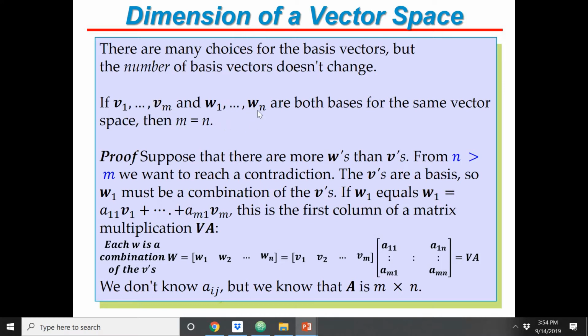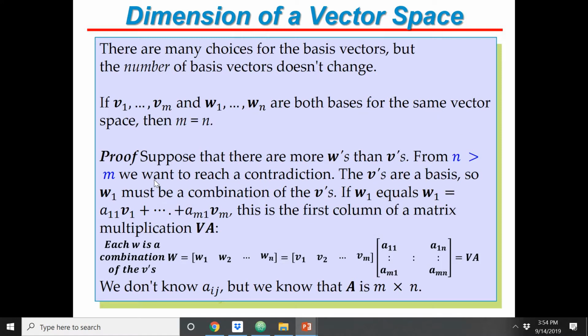So both the v vectors and the w vectors, we take them to be bases of the same vector space, and we need to prove that m is equal to n. So what we're going to do is assume that n is greater than m. Actually, you'll be able to repeat the same calculations if m is greater than n, but let's do n greater than m and try to see why this leads to a contradiction.